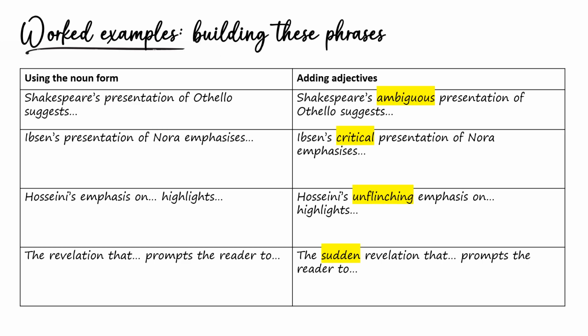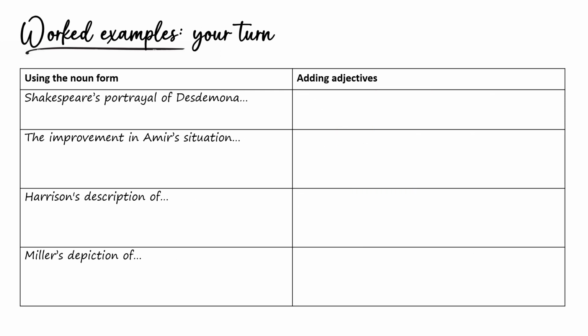There we go, hopefully. Right, leveling it up a little bit more, going back to my original examples, what I'm doing here is building the phrases by adding some more adjectives in. So in the first one, you can see Shakespeare's ambiguous presentation of Othello presents. Ibsen's critical presentation of Nora emphasises. Hosseini's unflinching emphasis, the sudden revelation that. So we're just making our answer more nuanced, a bit more detail, by popping an adjective in there before the noun form. Okay, over to you again.